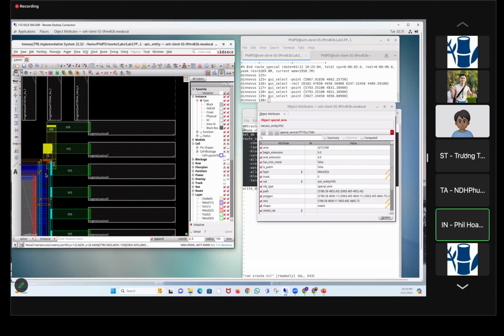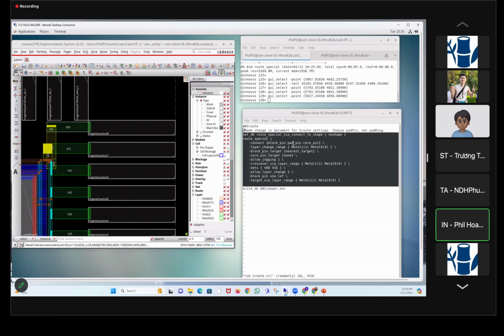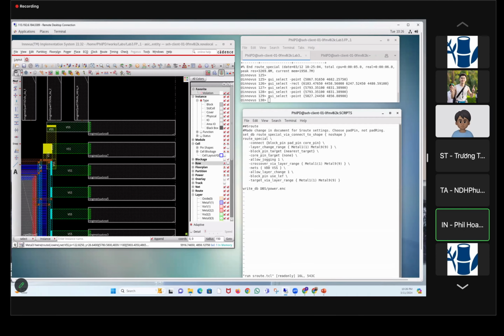So it routes from the ring, right? It has a special router to route the pad pin. Over here you see it said route the block pin, pad pin, and core pin together. So this is core pins, right?